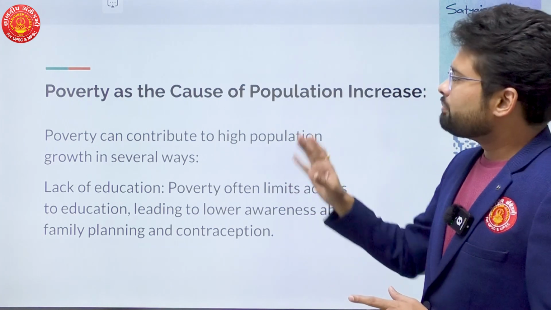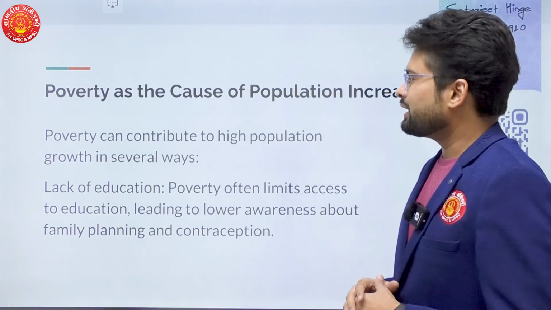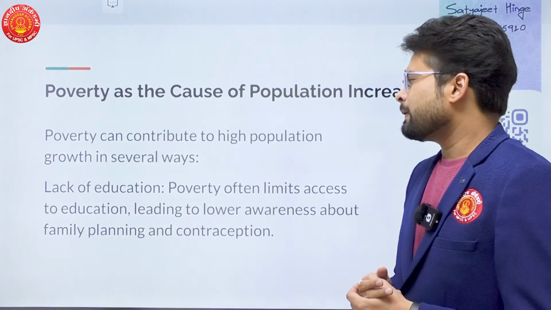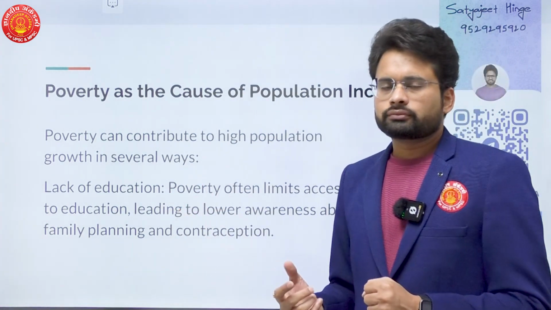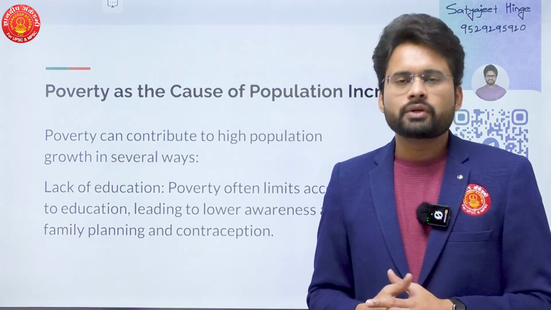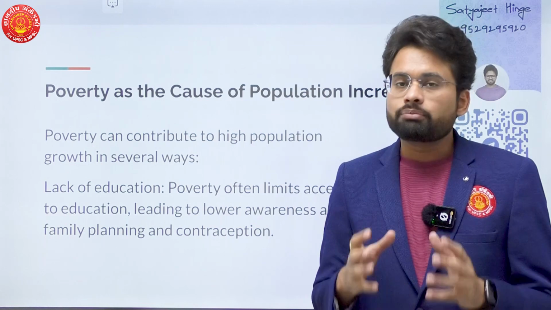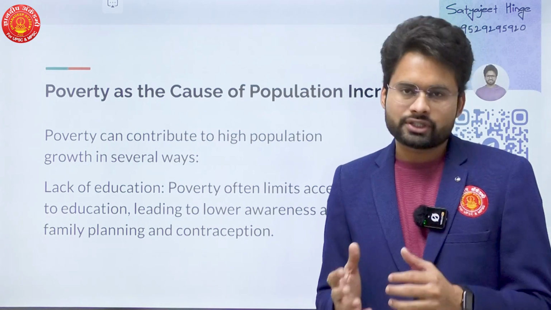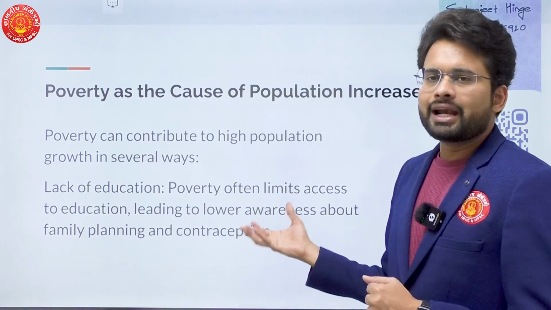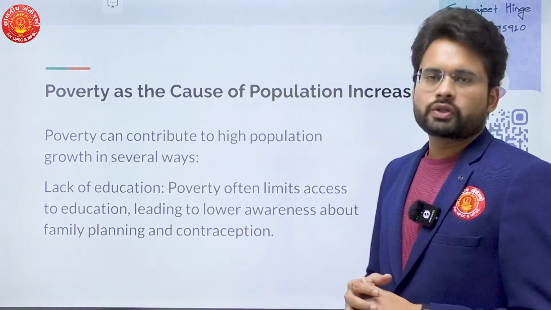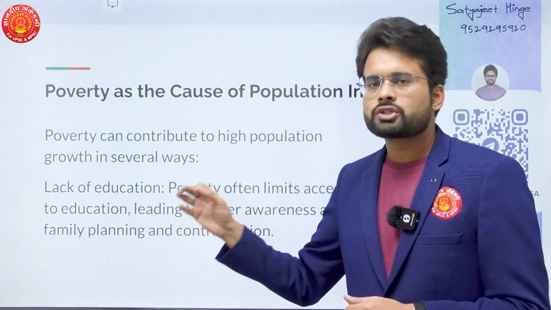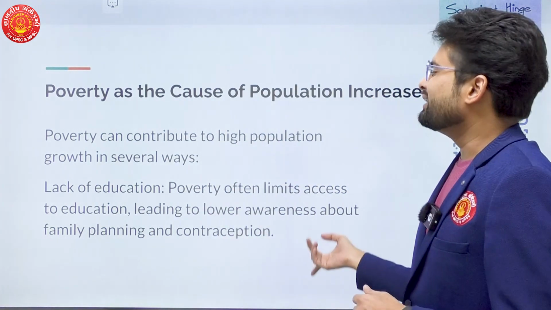Then the first dimension, poverty as the cause of population increase, I can argue with the help of a couple of points. Let's say, because of lack of education, the population is not aware of the use of contraceptives and family planning techniques and the importance of family planning. Because of that ignorance or illiteracy, the population would increase because of poverty. Poverty leads to lack of education, and lack of education leads to ignorance towards family planning, so population can increase.